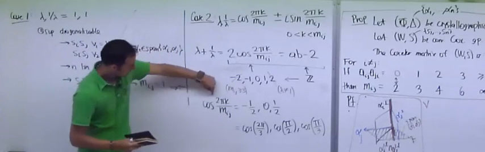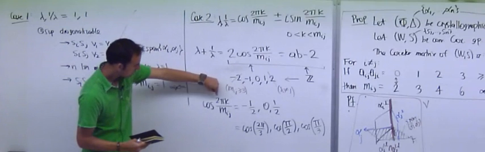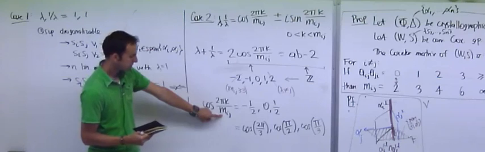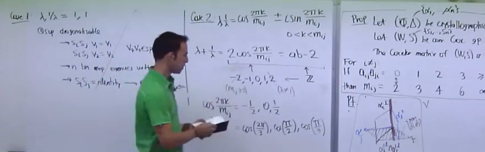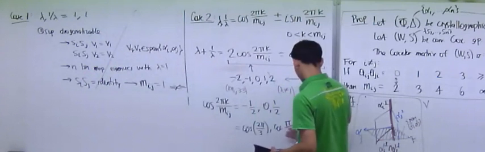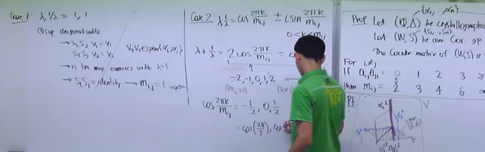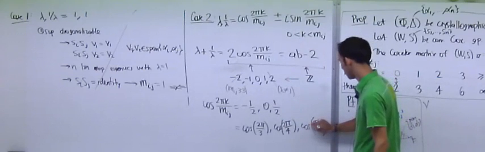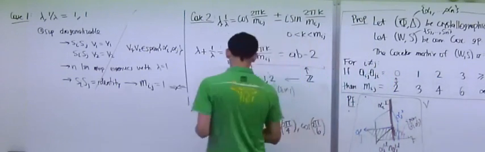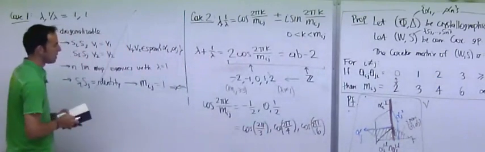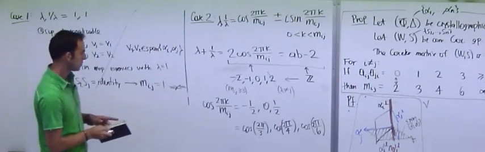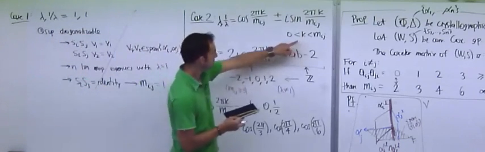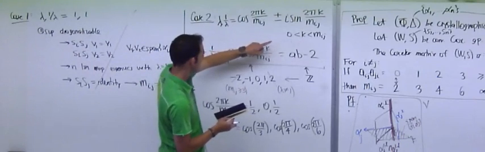Now look at this. Cosine of 2 pi integer over integer. Okay. So let me not write this as pi over 2, but as 2 pi over 4. Let me not write this as pi over 3, but as 2 pi over 6. Now, remember that k is between 0 and Mij.